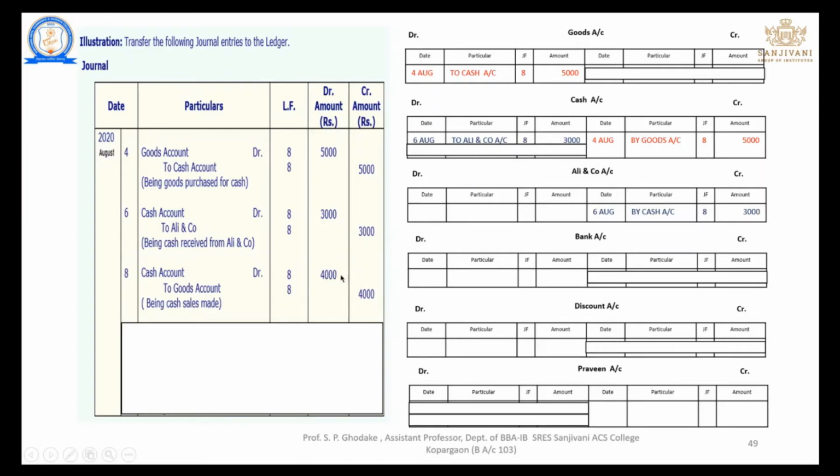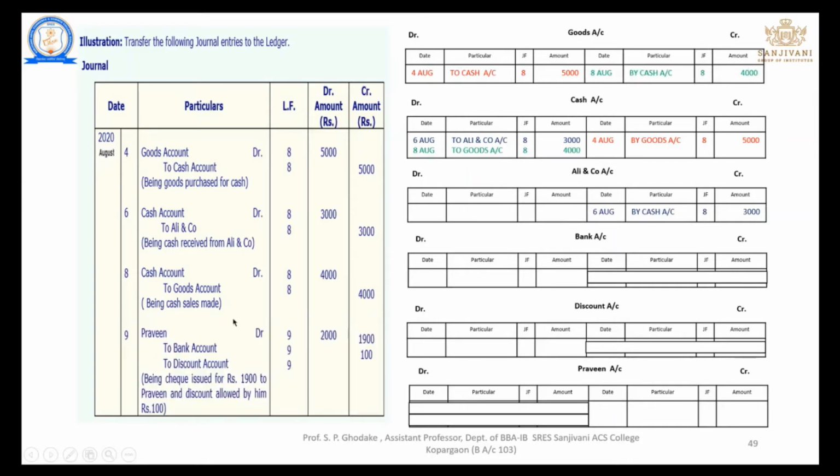So that is the journal entry, 4,000 and 4,000. So we need to post it in the respective ledgers. Here we require the goods account and the cash account. In the cash account debit, we need to write "to goods account". So cash account debit, to goods account 4,000, and in the goods account credit, by cash account 4,000.